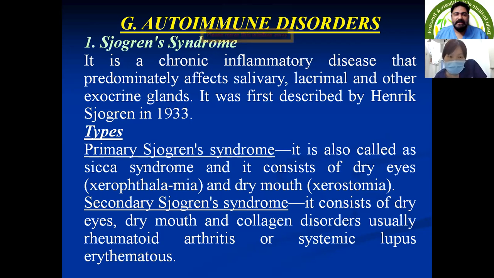It is also called sicca syndrome, and it consists of dry eyes and dry mouth, xerostomia. Both dry eyes and dry mouth. Secondary Sjögren syndrome consists of dry eyes, dry mouth, and collagen disorders, usually rheumatoid arthritis or systemic lupus erythematosus.